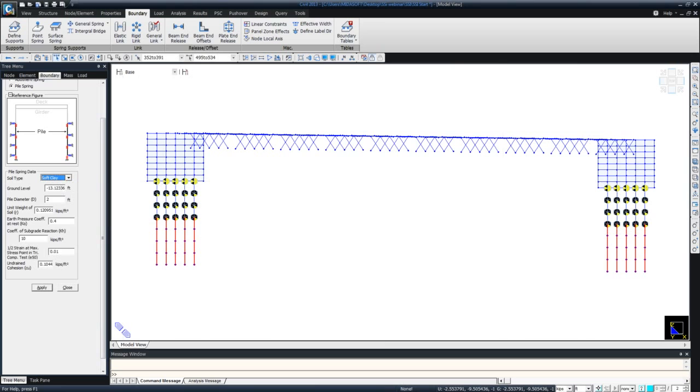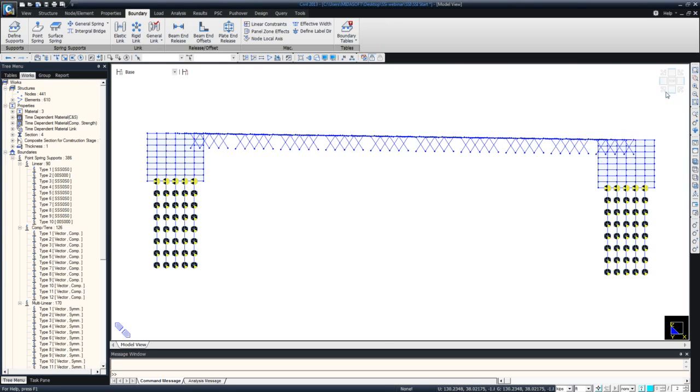So I'm going to select the clay part here, and it's going to be a soft clay. The pile diameter would be 2 feet again, and I'm going to define these required parameters that you can easily obtain from the geotechnical engineers. Once you click on apply, you will see that all the soil supports are applied to the piles.